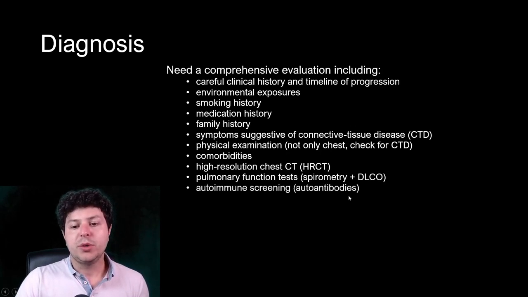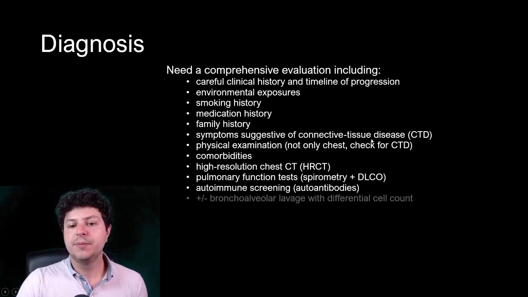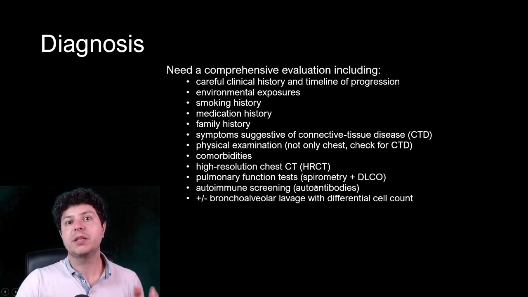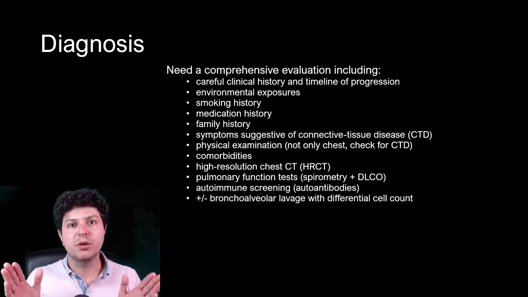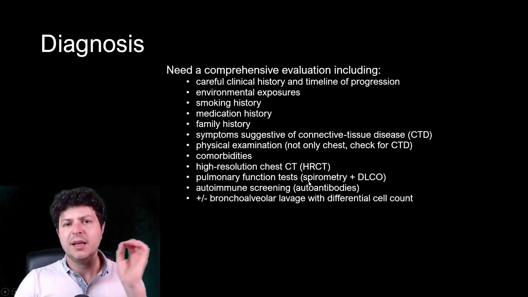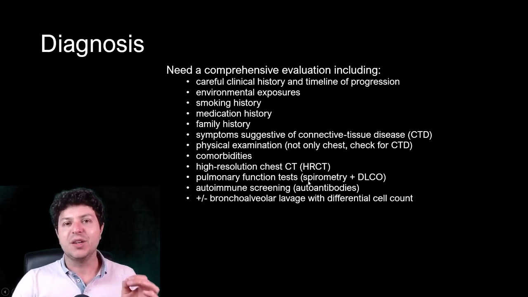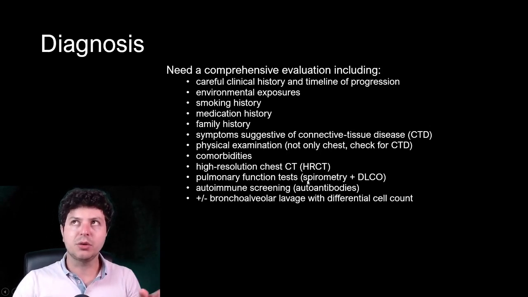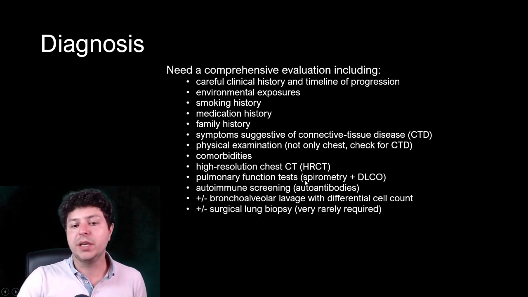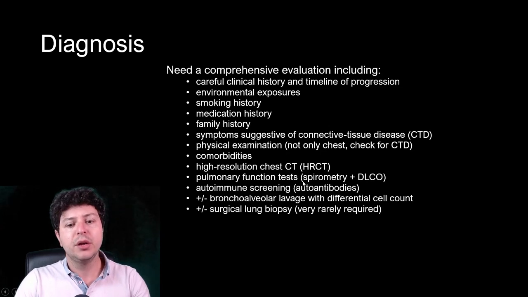Autoimmune screening, so autoantibodies, you would do an autoantibody check to rule out connective tissue disease. You may sometimes do a bronchoscopy with a bronchoalveolar lavage or BAL, because the differential cell count can sometimes make the distinction between fibrotic versus inflammatory causes, and that really is very important when you're treating a patient. Even if you're not getting to the best correct diagnosis, if you can make the distinction between it's an inflammatory ILD versus a fibrotic ILD, you're already very close to providing better care. And then in very rare cases, you may need a surgical lung biopsy. It's very rarely required though.